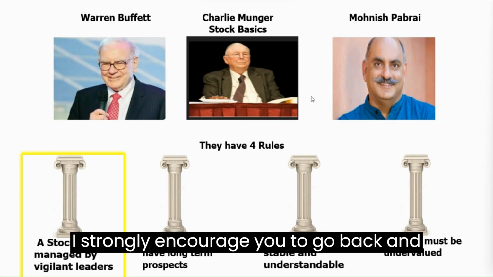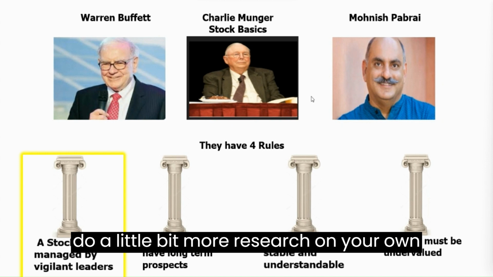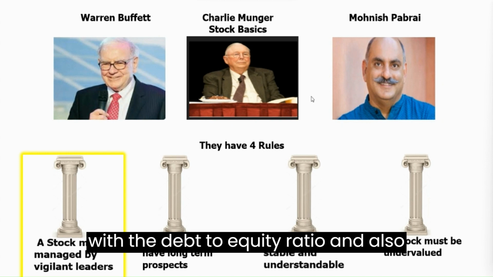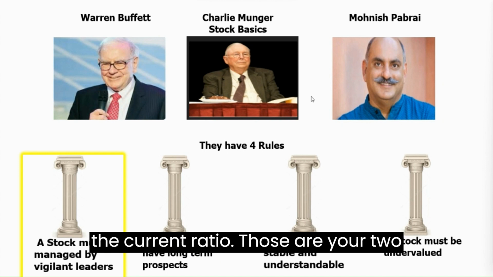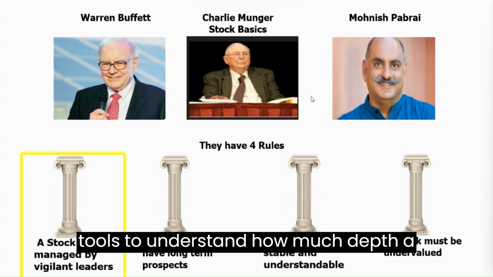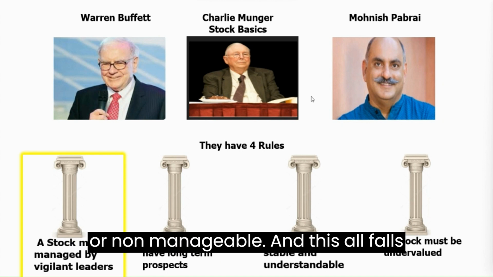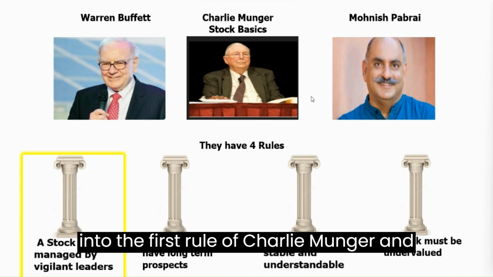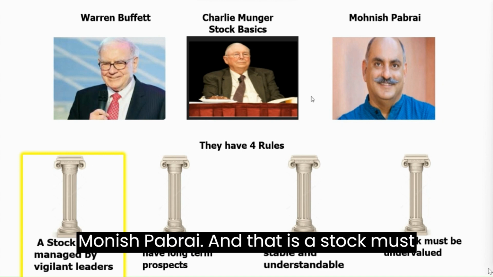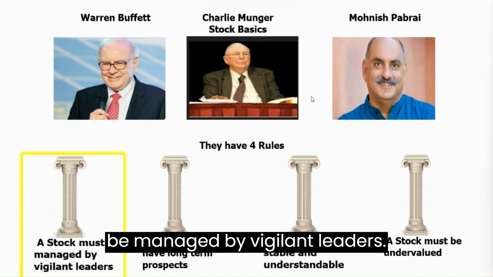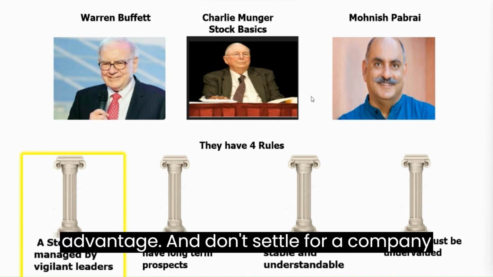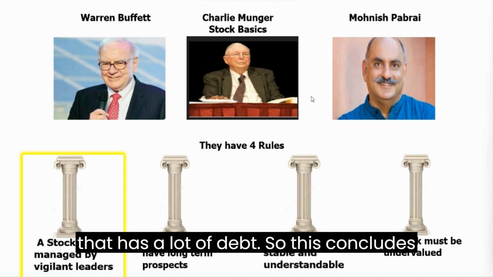I strongly encourage you to go back and do a little bit more research on your own with the debt to equity ratio and also the current ratio. Those are your two tools to understand how much debt a company has and whether it's manageable or non-manageable. And this all falls under the first rule of Charlie Munger and great investors like Warren Buffett and Mohnish Pabrai. And that is, a stock must be managed by vigilant leaders. So use those two tools to your advantage and don't settle for a company that has a lot of debt.